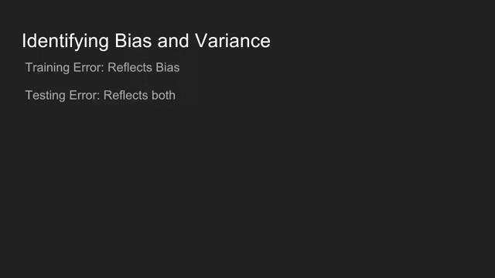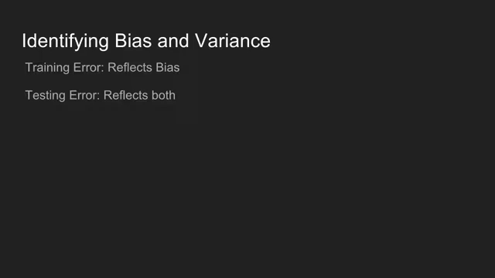Identifying bias and variance is a very, very key part of being a data scientist or machine learning practitioner. The two sources where you can actually look to identify your bias and variance are the training error and the testing error, or from last time, the validation error. The training error reflects bias. So basically, if your training error is really high, that means you have a lot of bias in your system. If you remember the linear model, you're going to see a lot of training error because you're not able to fit all of the points really well.